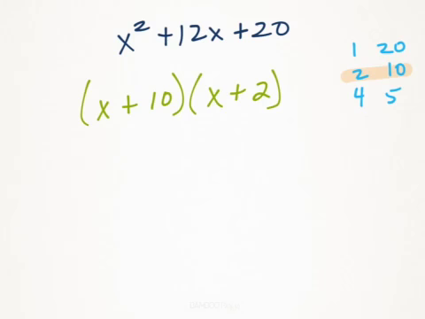So our final answer here is x plus 10 in parentheses times x plus 2. Now if you put x plus 2 on the left hand side and x plus 10 on the right hand side, it doesn't really matter because multiplication is commutative, so both answers are technically correct. There really is no precedent per se in math saying the larger number needs to be on the left hand side versus the right hand side. It really doesn't matter.